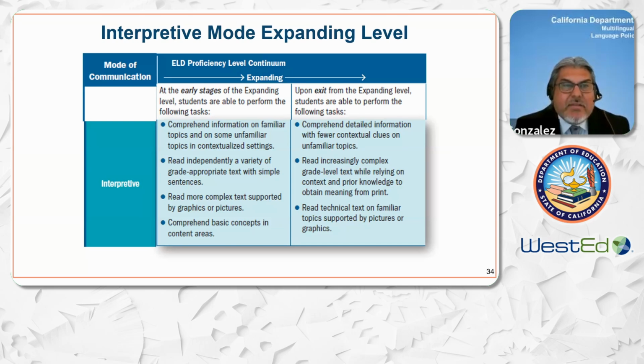Upon exit from the expanding level, EL students are able to comprehend detailed information with fewer contextual clues on unfamiliar topics. They're able to read increasingly complex grade level text while relying on context and prior knowledge to obtain meaning from print. They are also able to read technical text on familiar topics supported by pictures or graphics.